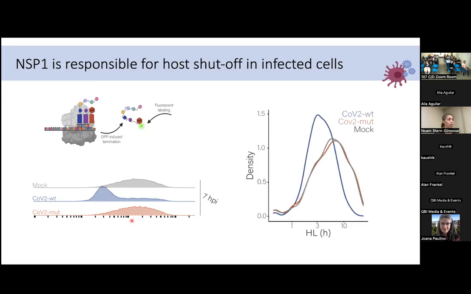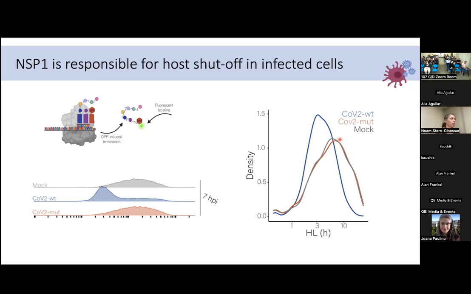And then if we do the SLAM-seq and measure RNA stability, you can see again that compared to the mock, with the wild-type virus we have major reduction in cellular mRNA half-life, but with the mutant, there is no effect on cellular mRNA half-life. So this shows that NSP1 is really the main protein that is responsible for RNA degradation in infection. So basically now we have a virus that doesn't shut off host protein synthesis.